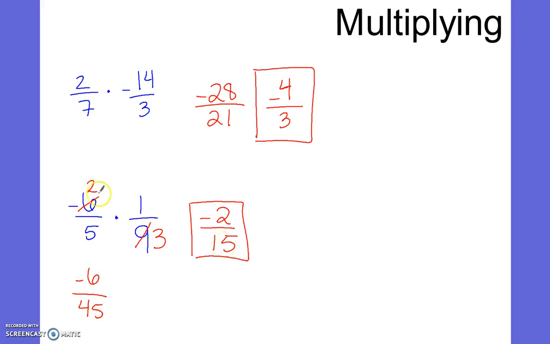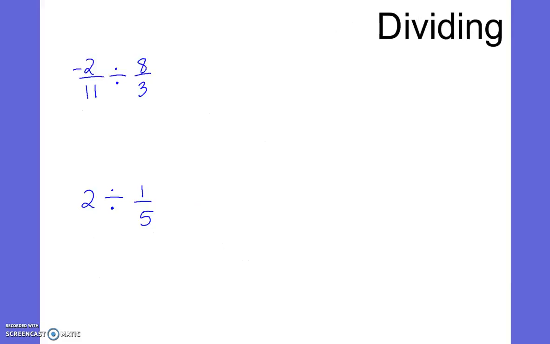This honestly is the way I do it. I simplify first and then I multiply because that makes way more sense to me, especially if the numbers get big and I don't want to have to reduce a fraction at the very end. It's easier for me to simplify early. Okay? That's multiplying. Now, dividing is the exact same thing, just one extra step. So when you divide, the first thing you have to do is multiply by the reciprocal. Multiply by the reciprocal, okay?